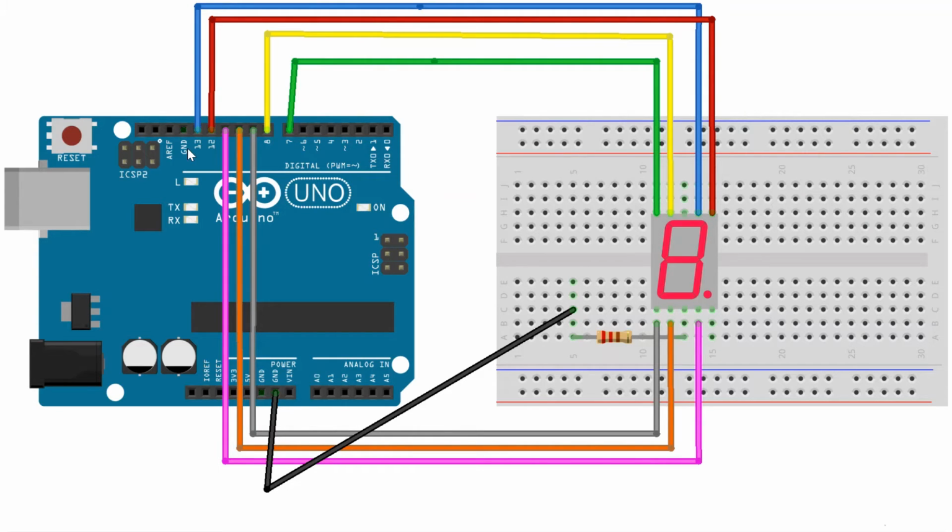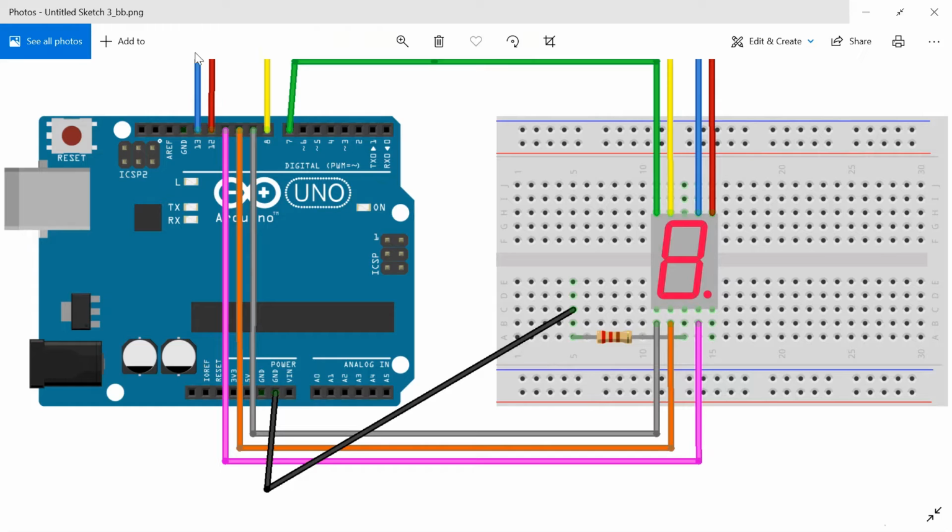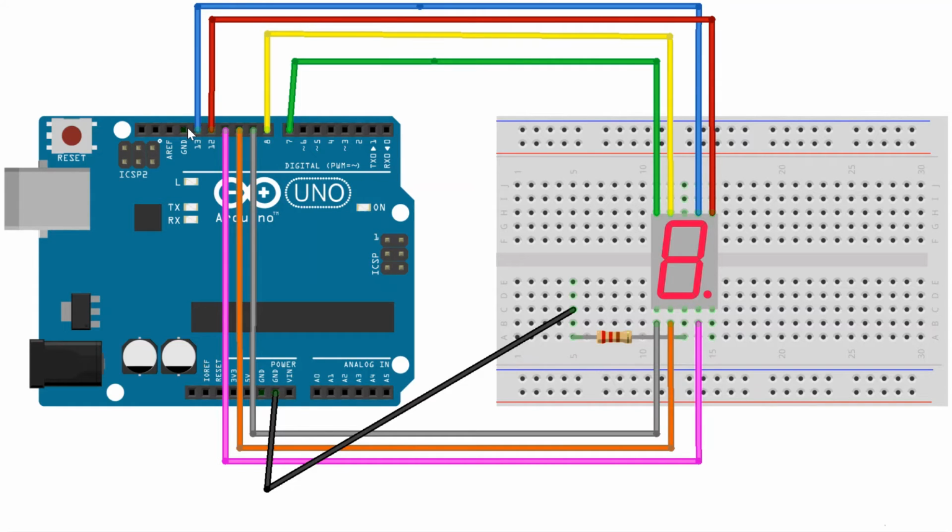To turn on any LED, we'll just give output high to the respective pin which is connected to the LED. If you want to turn on A, then this blue wire is connected to 13, so we have to give output high to pin 13.